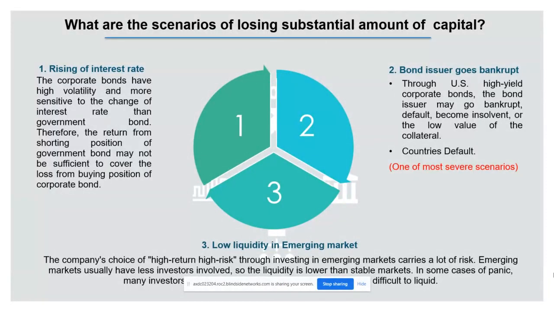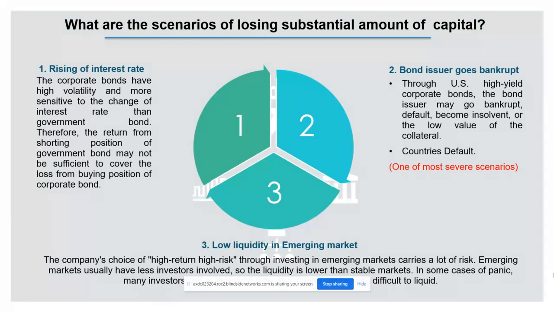Next, please. Based on the risk analysis, we can see that there are three main scenarios in which we lose a substantial amount of the capital. The first is linked to rising interest rates. It implies the bonds have higher volatility and are more sensitive to change. So if we have an issue, the return of the short portion of the government bond may not be sufficient to cover the loss.